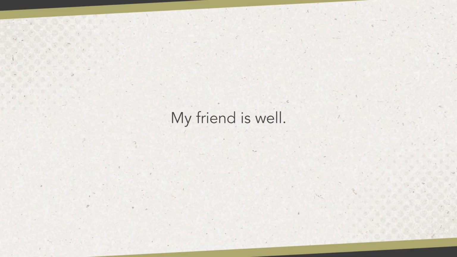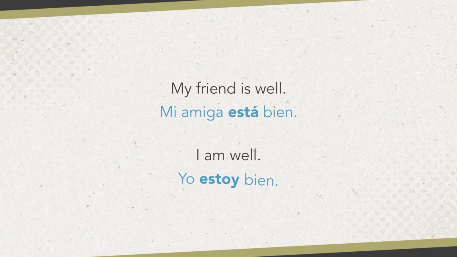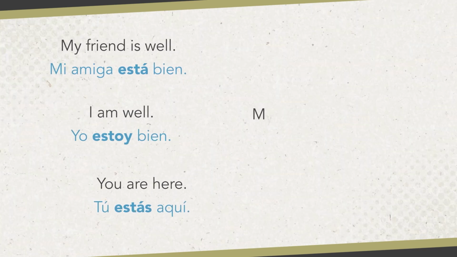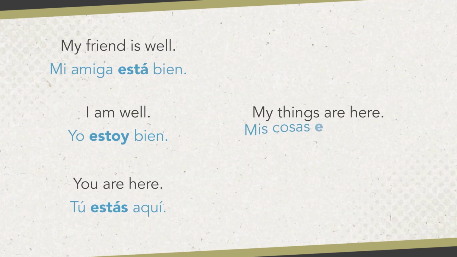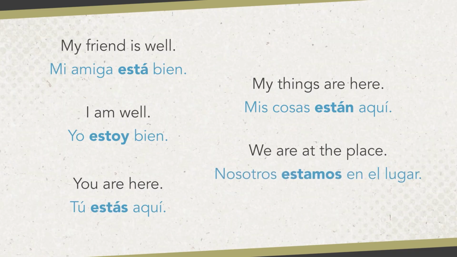So here are some sample sentences. My friend is well. Mi amiga está bien. I am well. Yo estoy bien. You are here. Tú estás aquí. My things are here. Mis cosas están aquí. We are at the place. Nosotros estamos en el lugar. You might also notice that the vosotros form is missing, and that's because it's only used in Spain, and even there, it isn't used as much as these other forms.